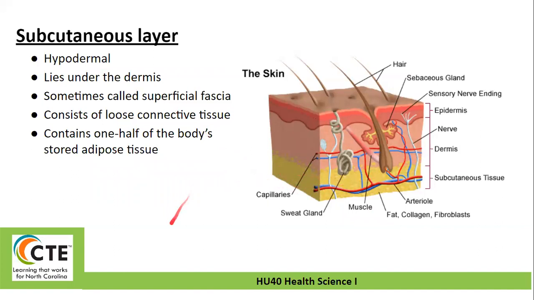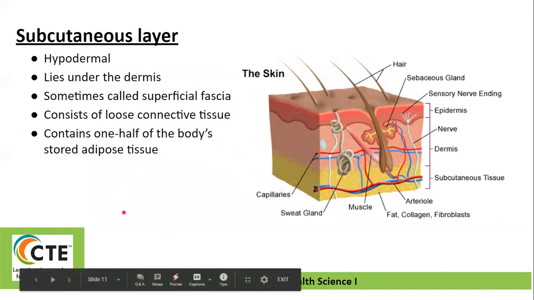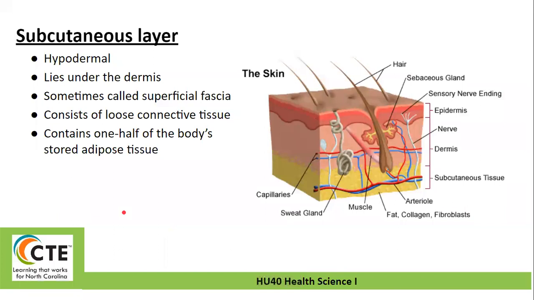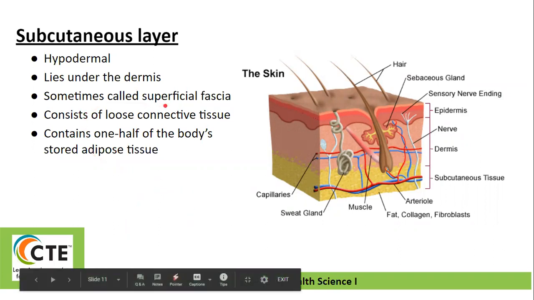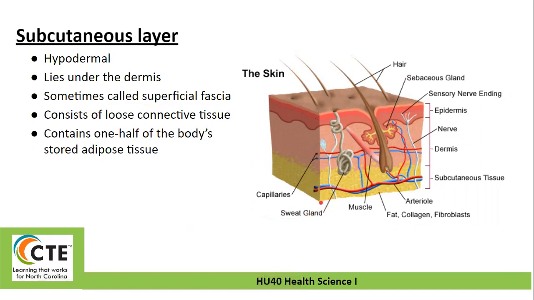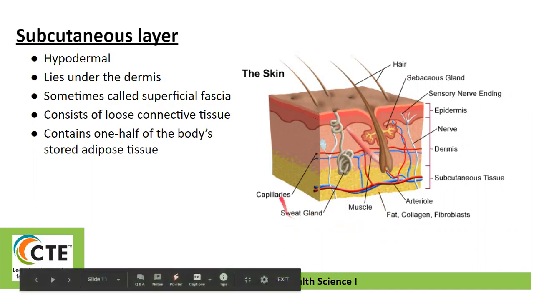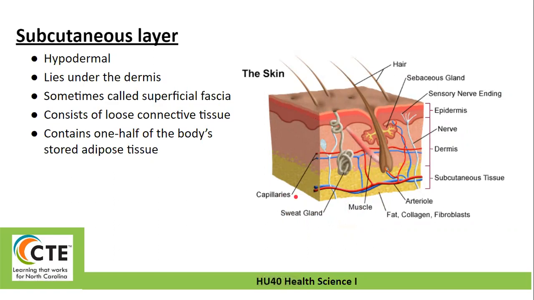It is made up mostly of adipose tissue. What is adipose tissue again? Fat cells, yes. It is sometimes called the superficial fasciae, and that's because right underneath here is a muscle. Now this is saying muscle, that's your erector pili muscle right there. But right underneath the subcutaneous layer is your muscle.